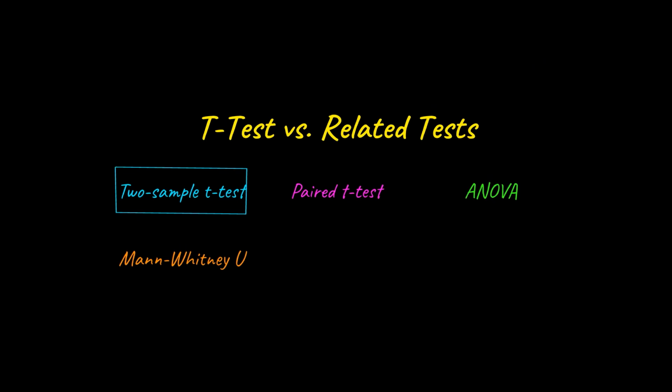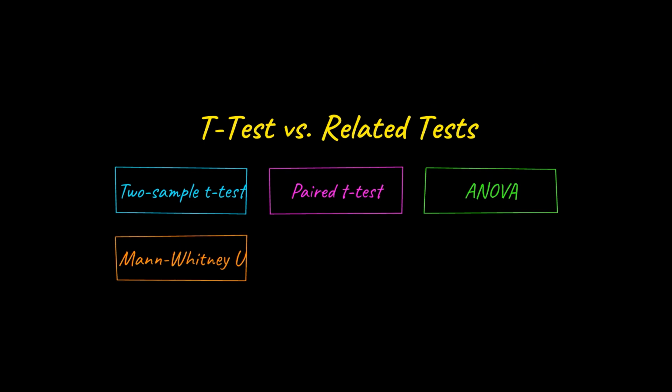Know when not to use the two-sample t-test. If the same subjects are measured twice, use the paired t-test. If you have 3 or more groups, use ANOVA. Running multiple t-tests inflates false positives. And if normality or equal variance assumptions are clearly violated, the Mann-Whitney U is the non-parametric alternative.